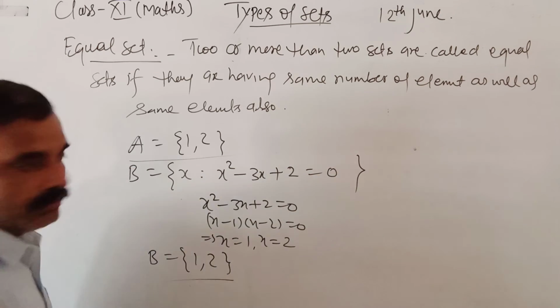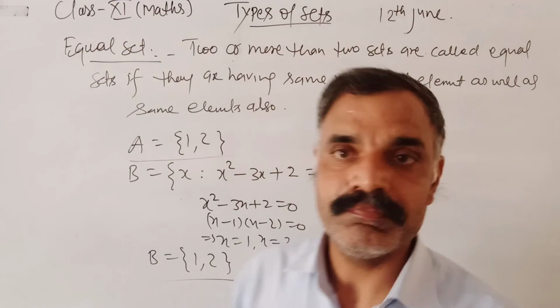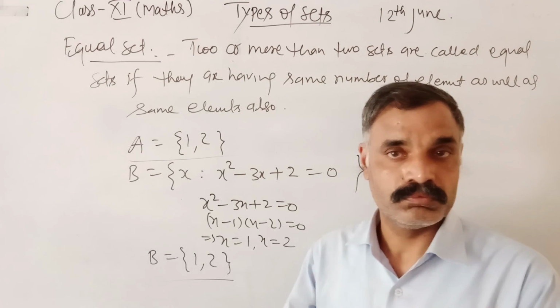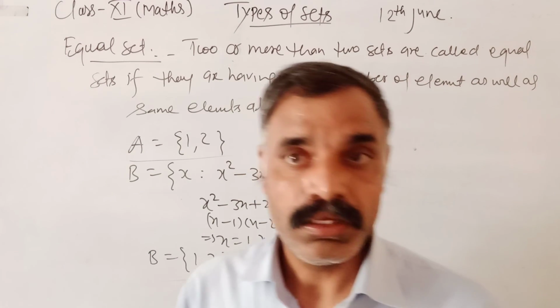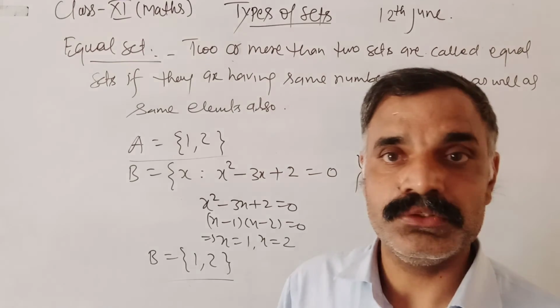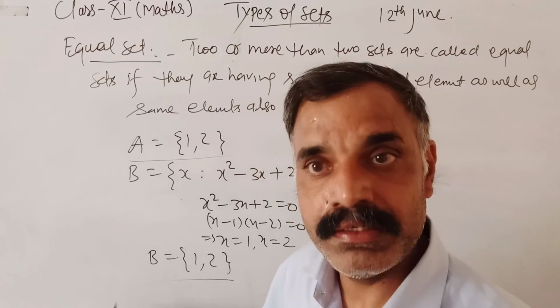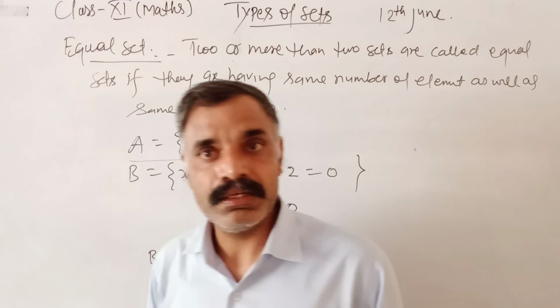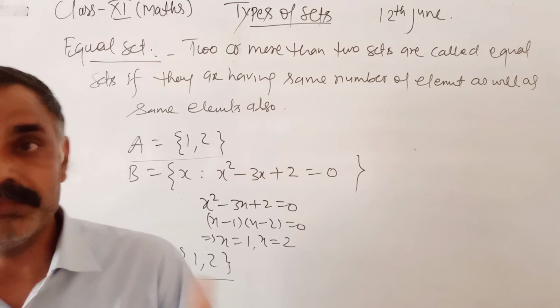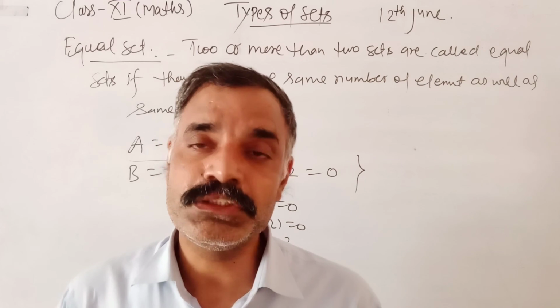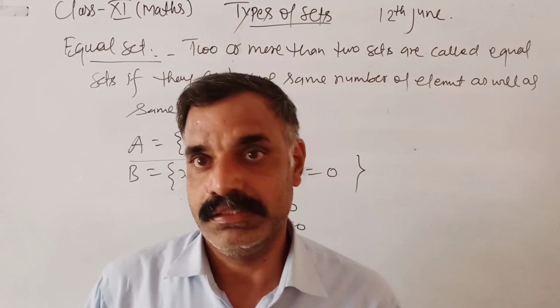Set A is {1, 2}. The number of elements is 2, and the elements are 1 and 2. So set A and set B have the same number of elements as well as the same elements. So these two sets are equal sets.